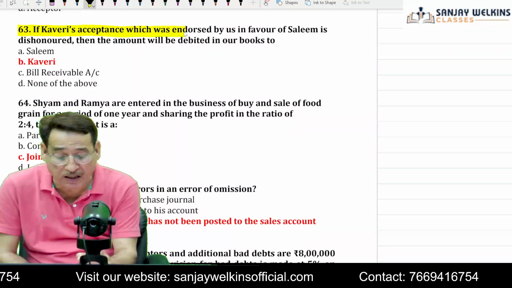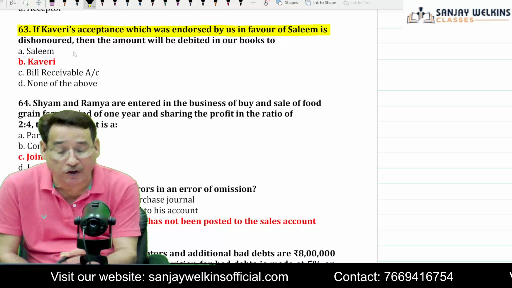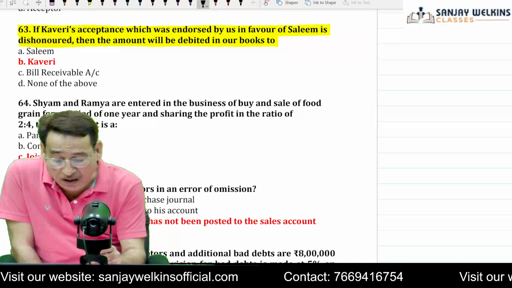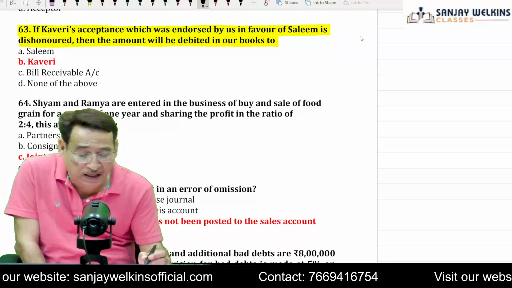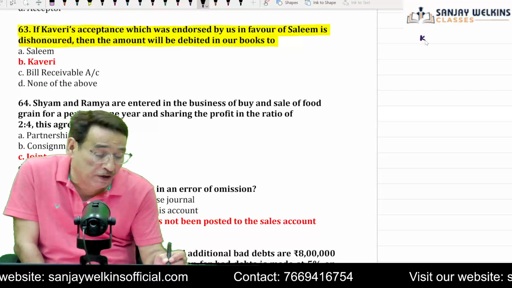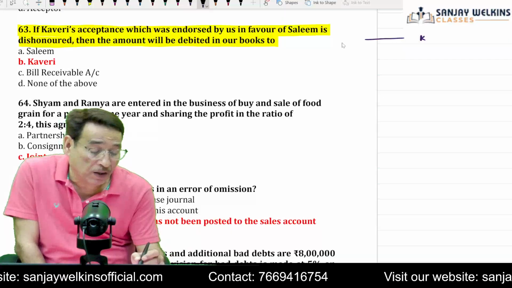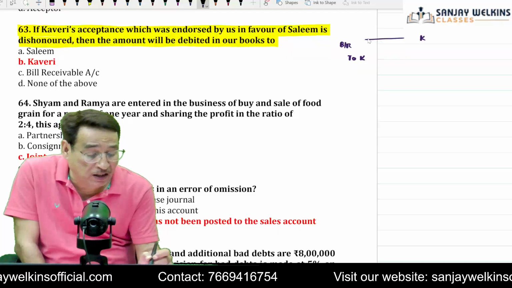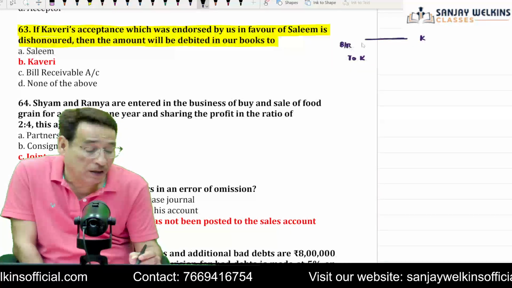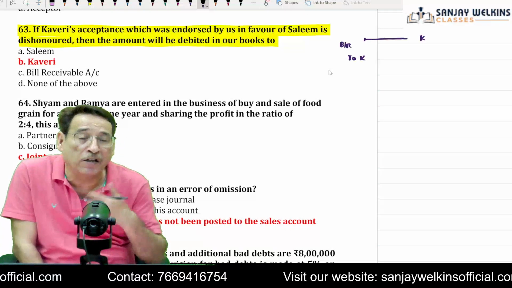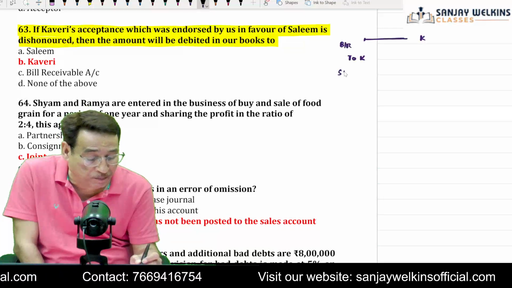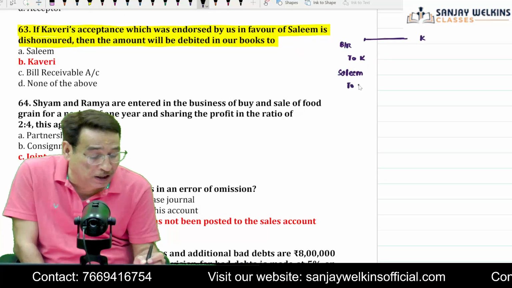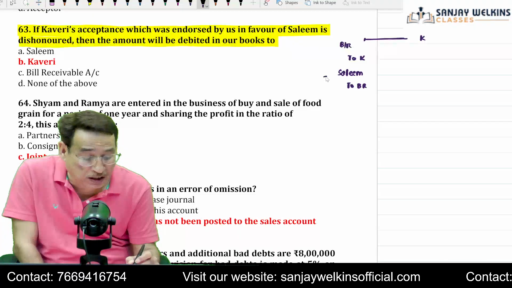63. If Kaveri's acceptance, which was endorsed by us in favor of Salim, is dishonored, then the amount will be debited in our books. See here in this case what is happening. Kaveri's acceptance. We might have received a bill from Kaveri. Correct? So we must have written an entry BR account debit to Kaveri account. And this acceptance of Kaveri has been endorsed by us to a person known as Salim. So next entry will be Salim account debit, that is endorsee account debit to BR account. We have endorsed this bill to Salim.